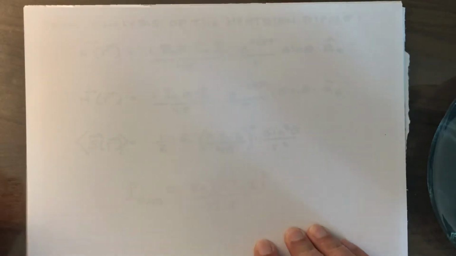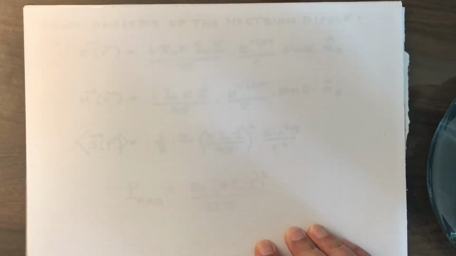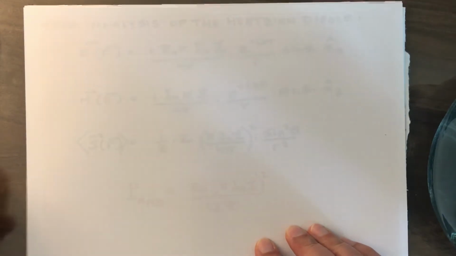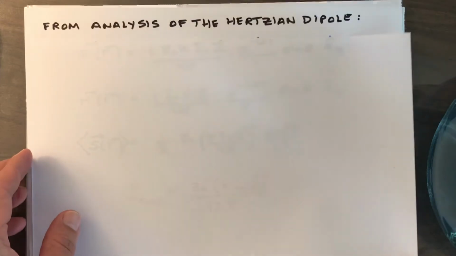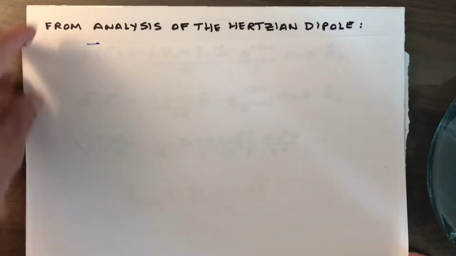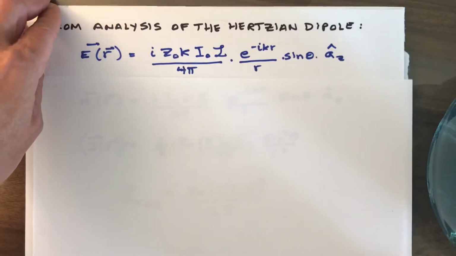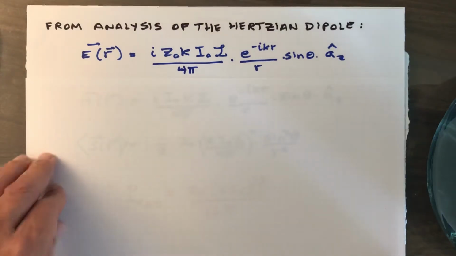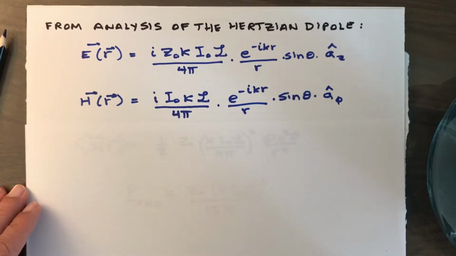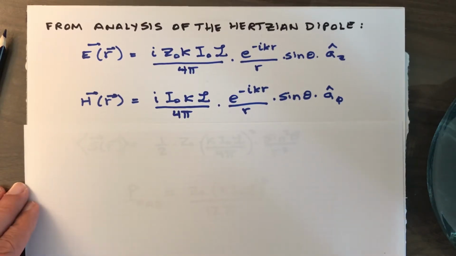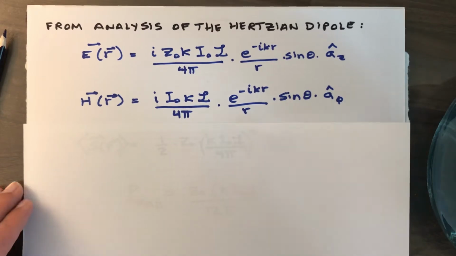To derive the small dipole antenna from a Hertzian dipole, which you can refer to in previous videos of this series, we go from the analysis of the Hertzian dipole, which is the following. We had an expression for the electric field of R. We had an expression for the magnetic field as a function of R and theta. And the difference between the magnetic field and the electric field is a characteristic impedance Z0.